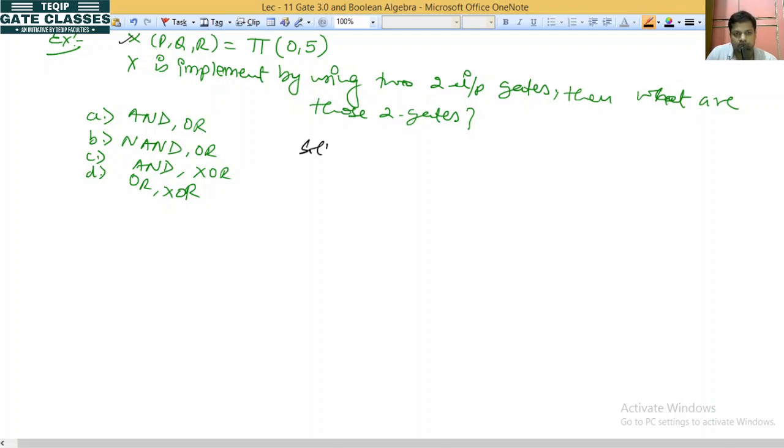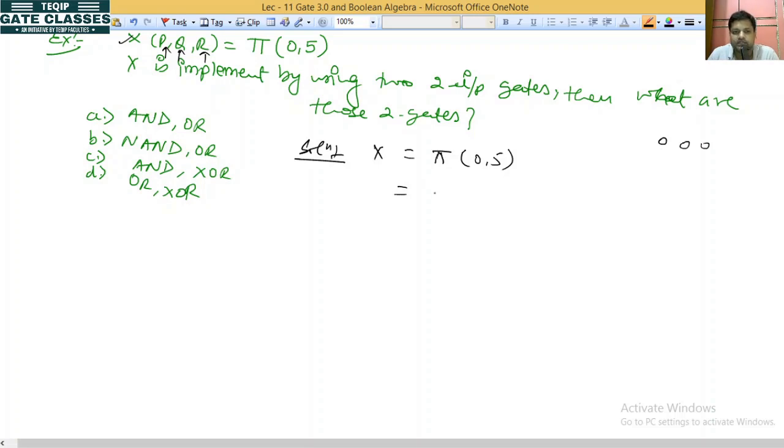So the solution will be, we have x equal to pi 0 5, and we already know that x is having 3 variables p, q, r. Out of those 3 variables, p is the MSB and r is the LSB. So if you want to represent 0 in 3 bits, it will be 0 0 0, but in the max term case 0 is represented as a normal variable and 1 is represented as a complemented variable.